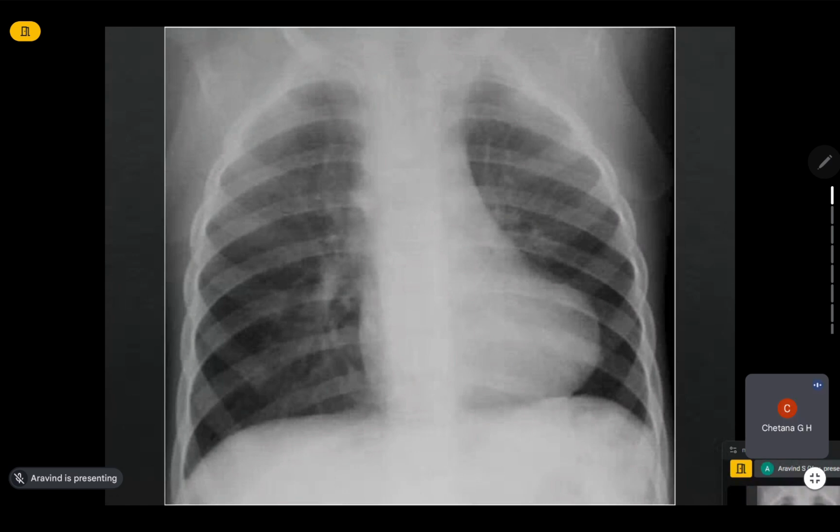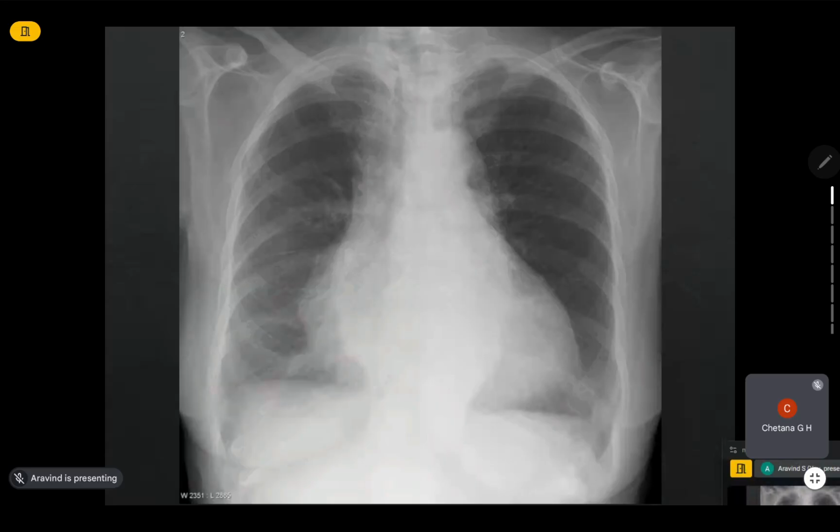This X-ray, boot shoe appearance, boat shaped heart. Tetralogy of Fallot. What about this? Bottle shaped appearance. Could you see two borders here? Right atrial, right ventricle, right atrial hypertrophy. Yes. Right ventricular enlargement.